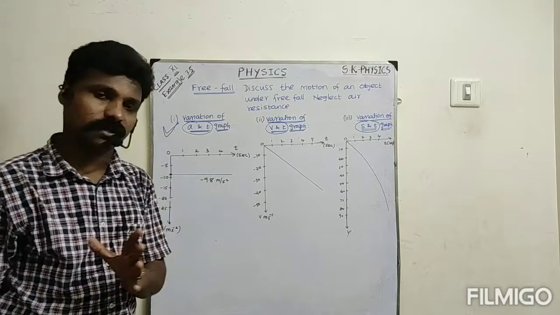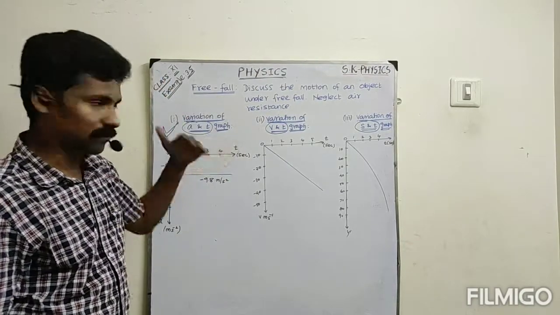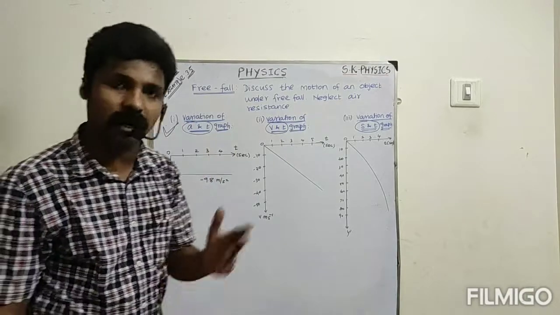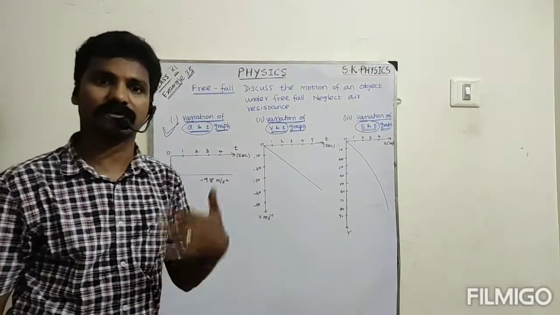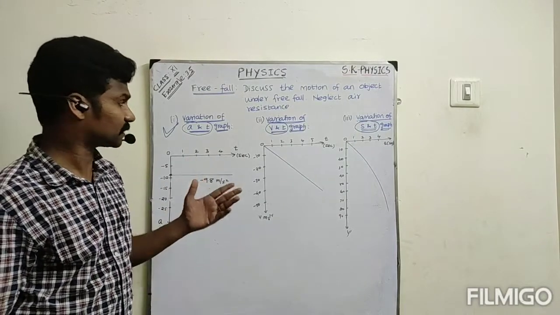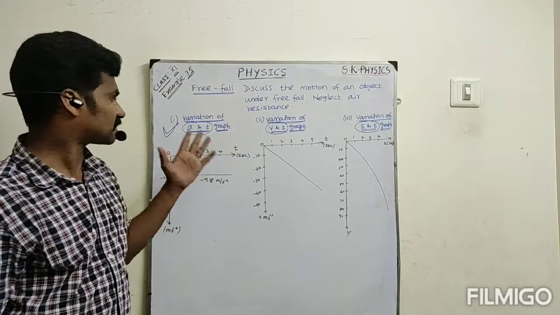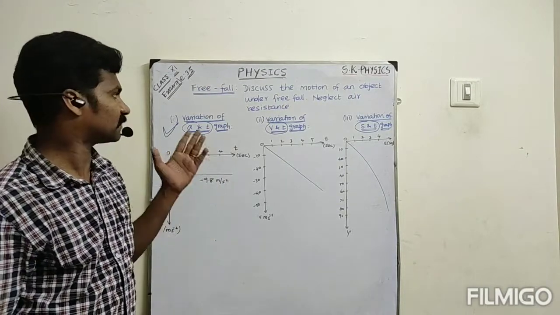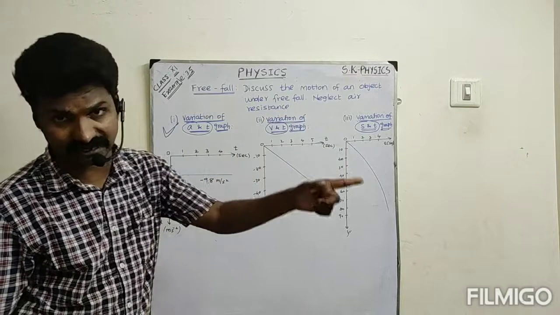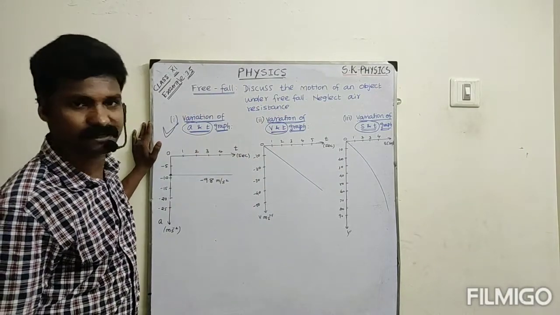Okay students, now you can get some idea about what a free fall body is, how the equations of motion vary under the action of gravity, and then the response of the acceleration and time graph, the velocity and time graph, and the position and time graph. I hope you understood. Okay, thank you.